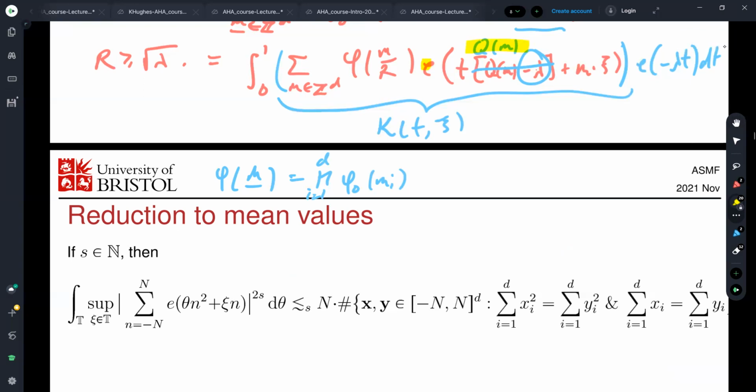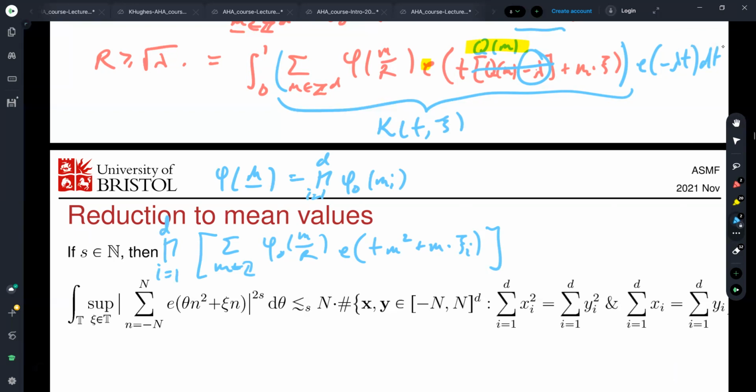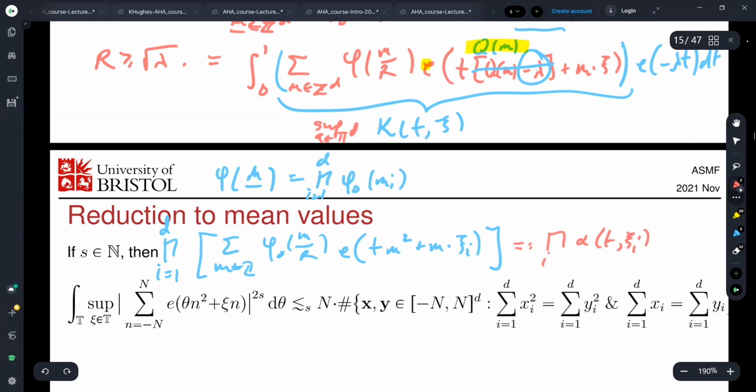So in particular, what I have is that the above, this is the sum, is going to be a sum over a one-dimensional m in Z, phi naught of m over R, e of t m squared plus m dot c_i, and then my product from i equals 1 to d. All right. And when I take this, I'm looking for the sup. Remember, I want the sup here over c in the torus. Since this has a tensor product structure, I'll call each one of these alpha of t, c_i.